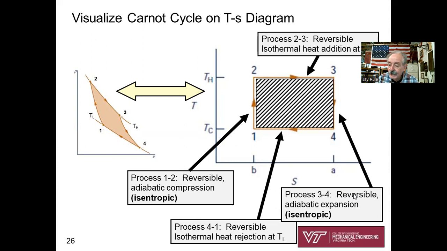Okay, 3 to 4. 3 to 4 is a reversible adiabatic expansion. Well, reversible adiabatic, that's isentropic. 3 to 4 is going to be a vertical line. Isentropic, constant entropy. And then 4 to 1, reversible isothermal heat rejection at TL. The words give it away, isothermal.